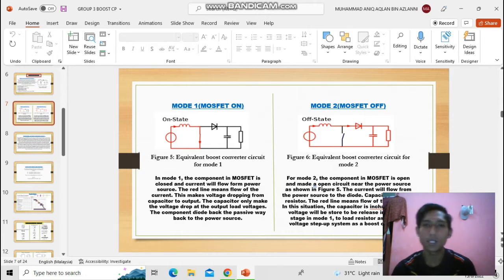Then this is the second mode, which is MOSFET off. The MOSFET component is open and makes an open circuit near the power source, as shown in figure 5. The switch is turned off, so the capacitor and load resistance carry the current, shown by the red line. In this situation, the capacitor is charged and the voltage will be stored to be released in the next stage of mode 1 to the load resistor, making the voltage step up in a boost converter.